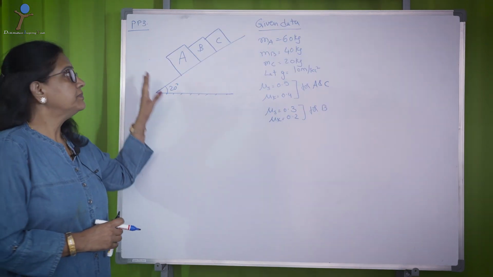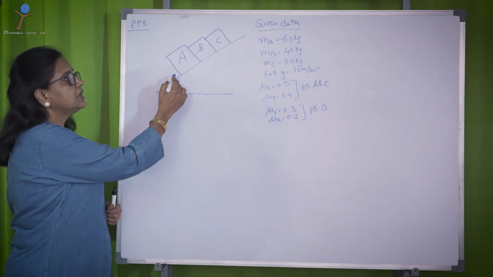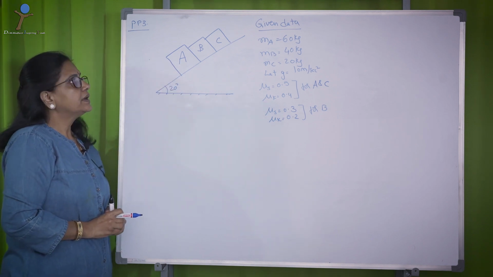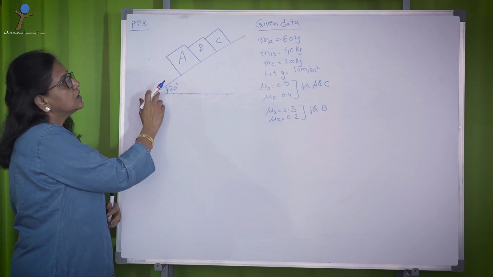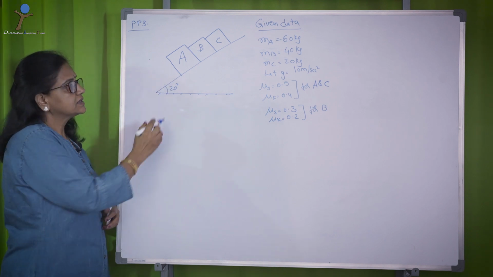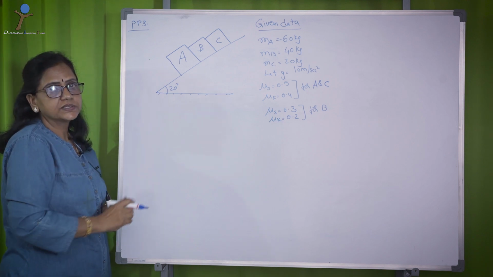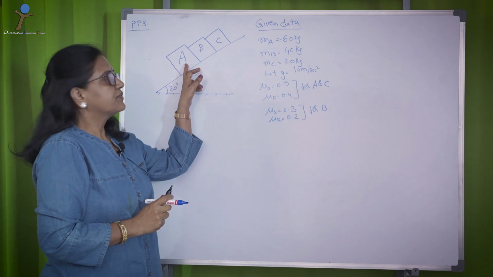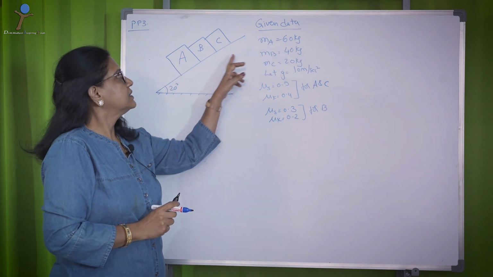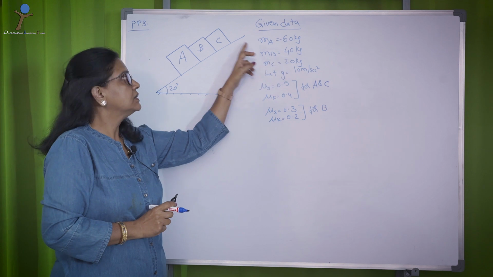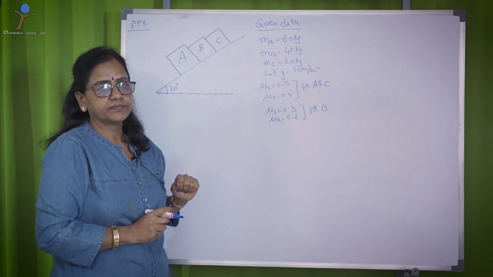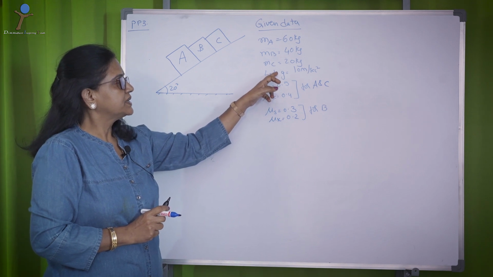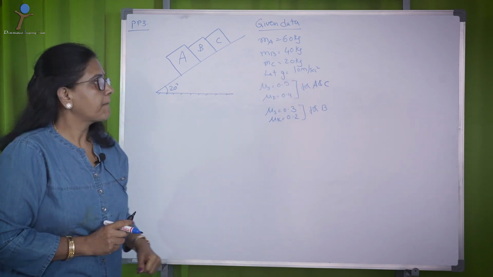Let us start the next problem, problem number 3. There are 3 blocks A, B, C of different weights and different materials placed on an inclined surface which is having an inclination of 20 degrees with the horizontal surface. Now, the mass of block A is 60 kg, the mass of block B is 40 kg, the mass of block C is 20 kg. Let us assume the acceleration due to gravity as 10 meter per second square.